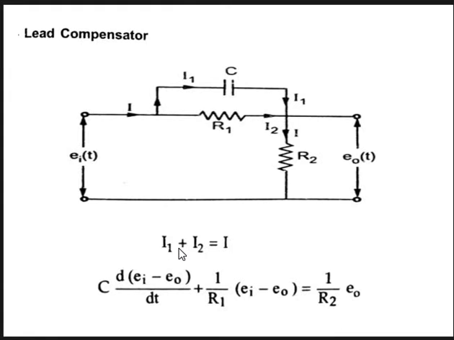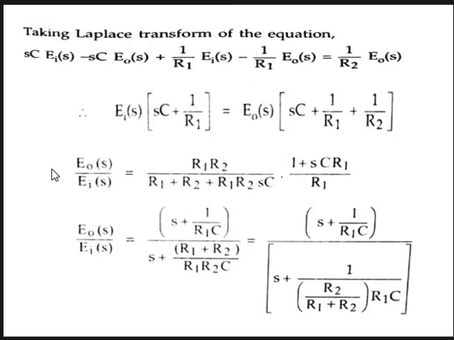Taking the Laplace transform of this differential equation, s into C into ei of s minus s into C into e naught of s plus 1 by R1 into ei of s minus 1 by R1 into e naught of s, that is equal to 1 by R2 into e naught of s. Here e naught of s is the output, ei of s is the input.